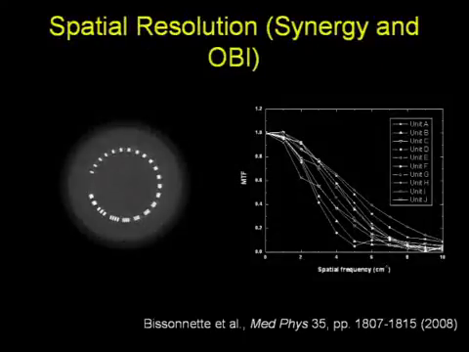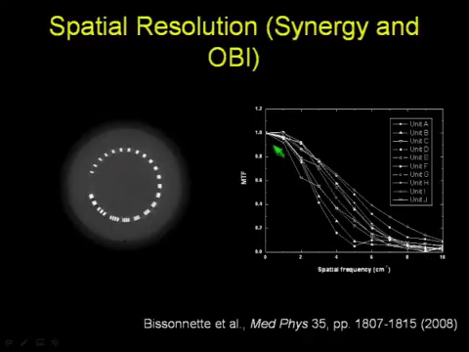Another important imaging parameter that we can look at is the spatial resolution. And again, the CatPhan phantom has a set of bar patterns that can be visualized. From these, one can analyze how they can be visualized and extract a modulation transfer function for each of our imaging systems.